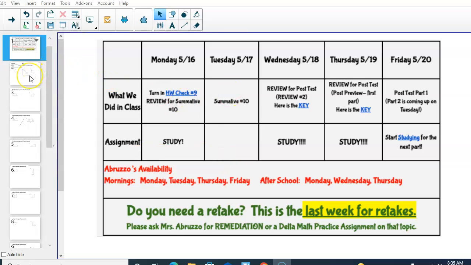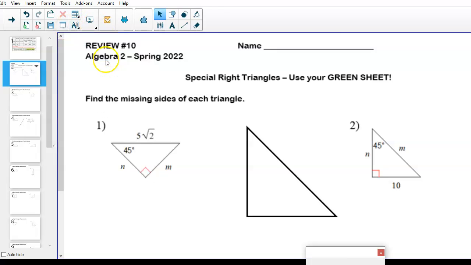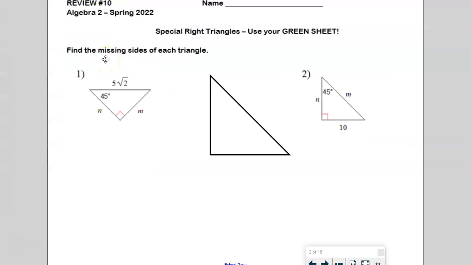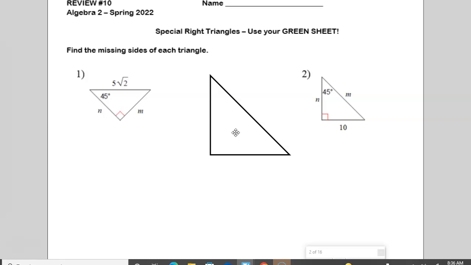All right, hello. We are here getting ready for summative number 10. First thing on the summative is special rate triangles, and you can use your green sheet. But to get us going, let's look at what kind of formulas we're going to need.